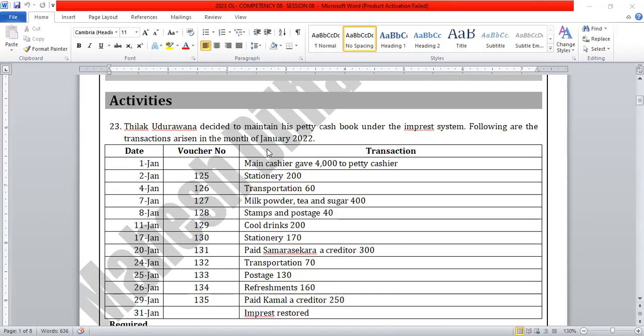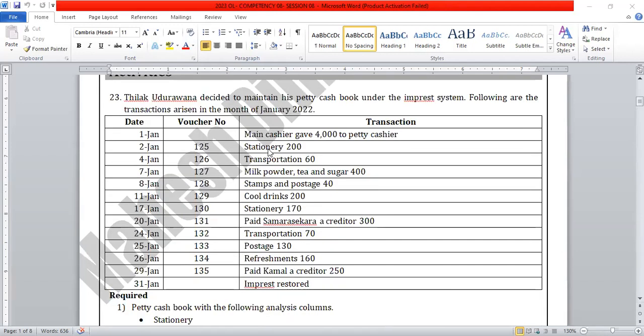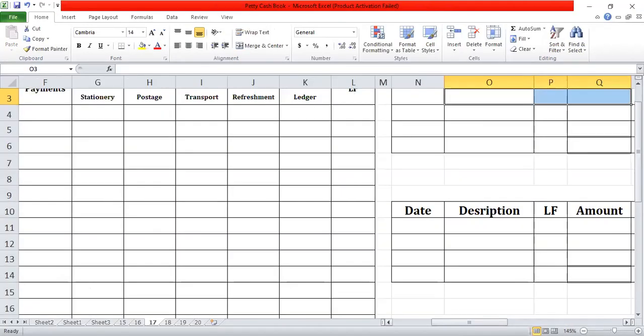Right, so question number 23, Tilak Uduravan decided to maintain his petty cash book under the imprest system. Following are the transactions arisen in the month of January 2022. So I'm ready with the formats. Let me share the formats with you. Here we have the format.